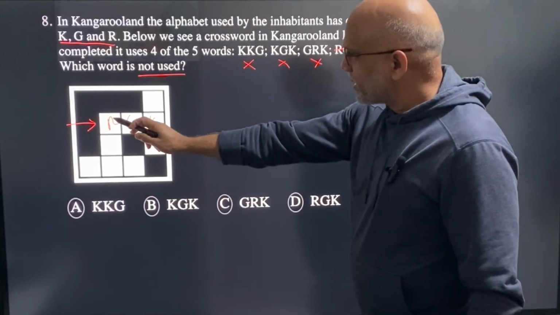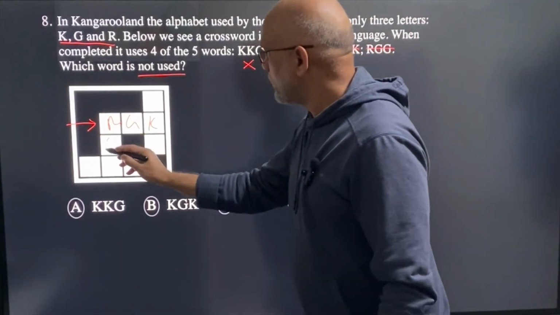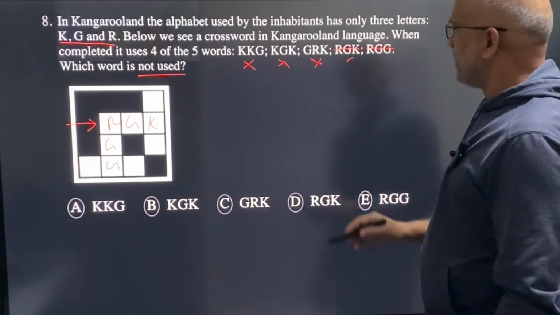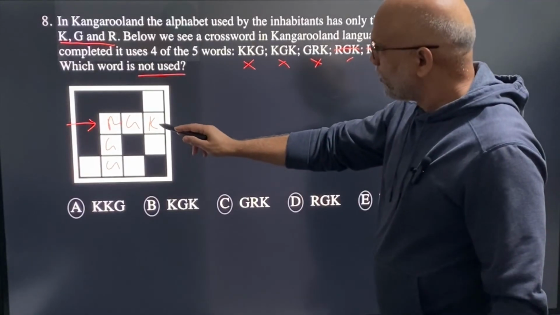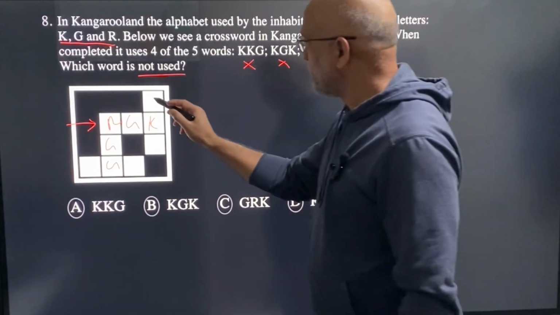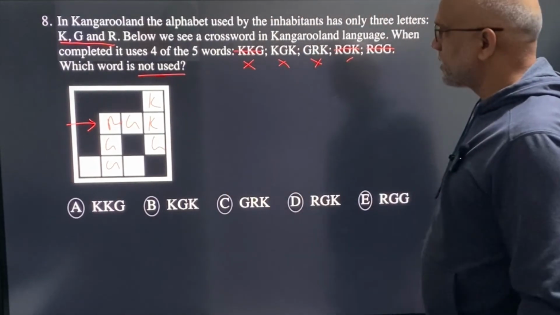I need another word that starts with R. So that is RGG. And then I need a word that has K as the middle letter. So that would be this one, KKG. I will use this.